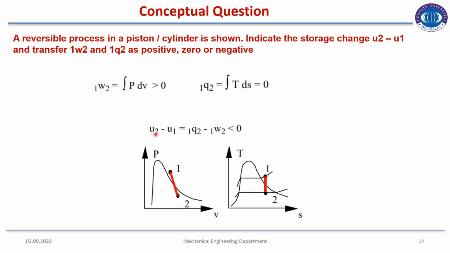To calculate U2 minus U1, we have the first law of thermodynamics. By the energy equation, U2 minus U1 is equal to Q1 to 2 minus W1 to 2. As the first term Q1 to 2 is 0 and W1 to 2 is positive, when it is multiplied with the minus sign, the value of U2 minus U1 is less than 0.